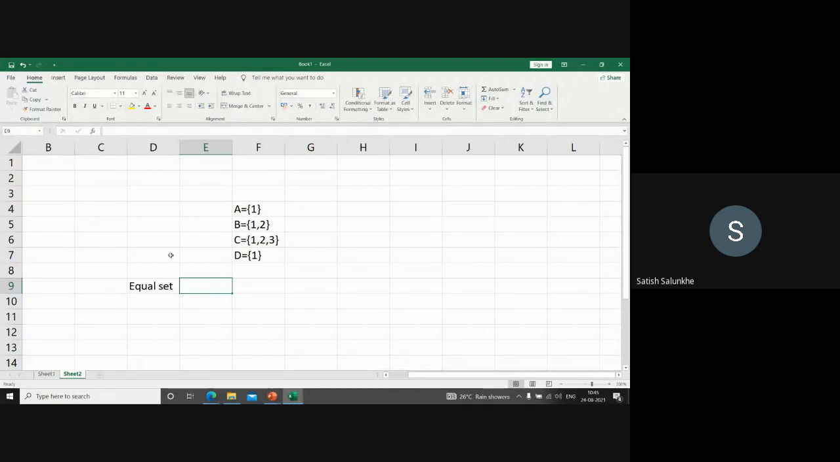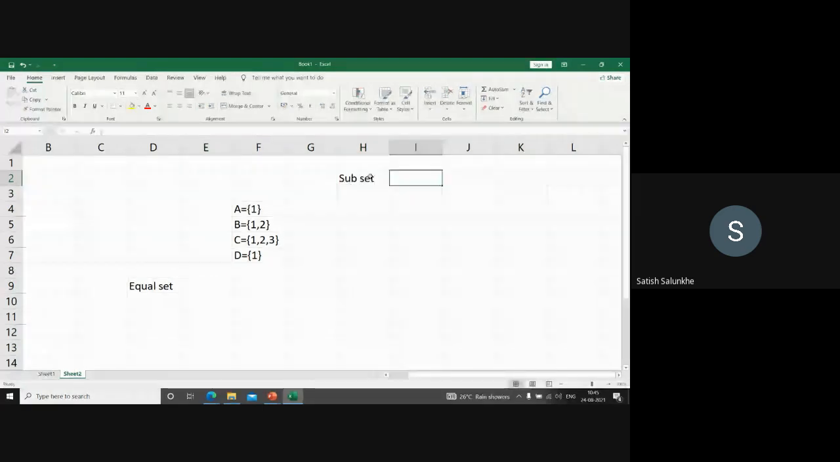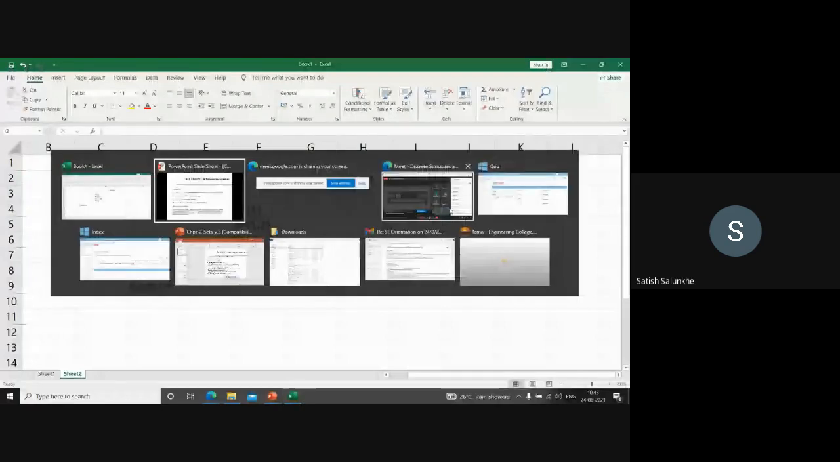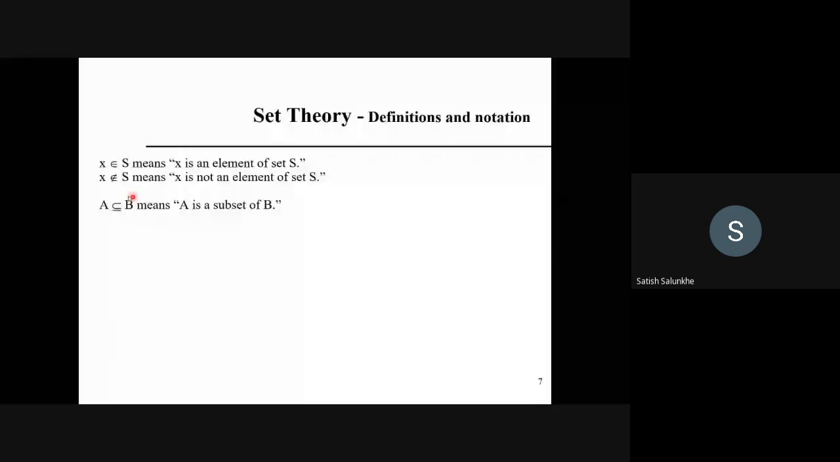Prior to equal set, let us discuss what is subset. That is more important. Subset. What is the symbol of subset? Let me just check whether I do have it here or not. Yeah, subset. So this symbol stands for belonging. I'm highlighting right now. X belongs to set S. That means whether X is part of set S or not. Whether X belongs to set S, then this is belongs.